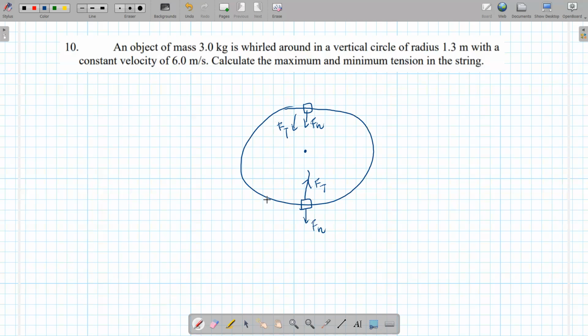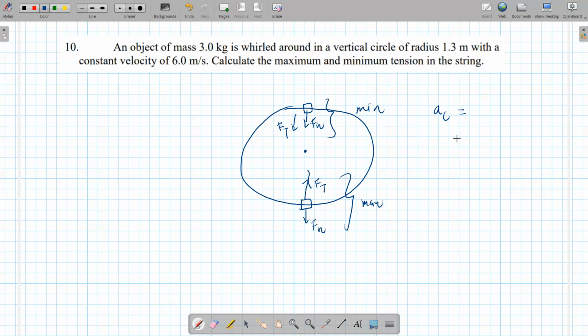So that's the free body diagram. Maximum here and the minimum here. So we're good. We're given the radius, which is 1.3, and then the constant velocity. So step one, what we can do is find the centripetal acceleration, which is the net acceleration.